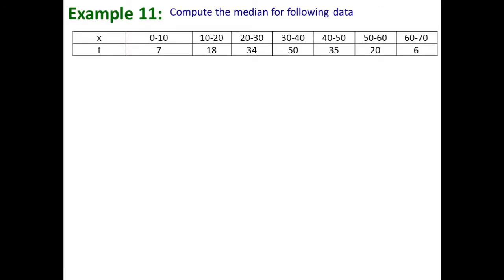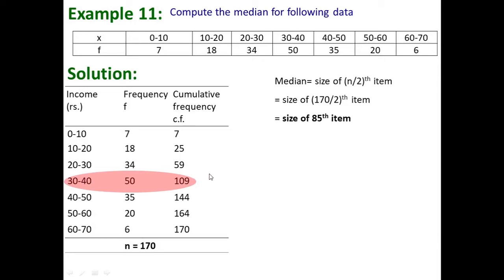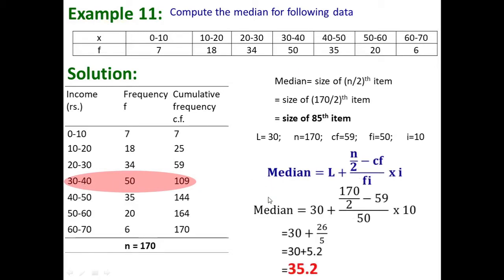Let's compute the median for one more data set. Again we have to make the cumulative frequency. This time n is 170. Therefore the median will be the 85th item, and this will be our median class, where L will be 30, n will be equal to 170, Cf will be equal to 59, Fi will be equal to 50, i equal to 10. After putting all these values in this formula, we can calculate that the median will be 35.2.